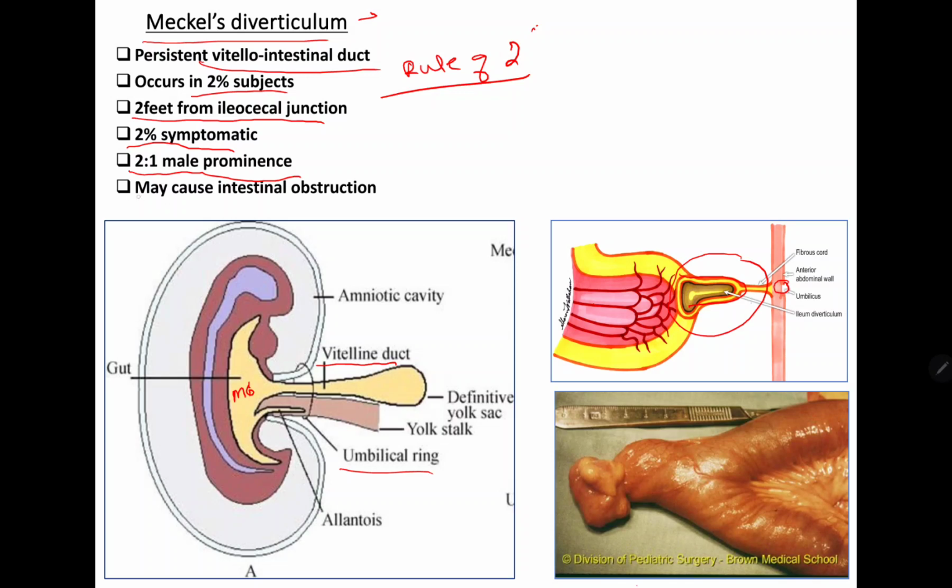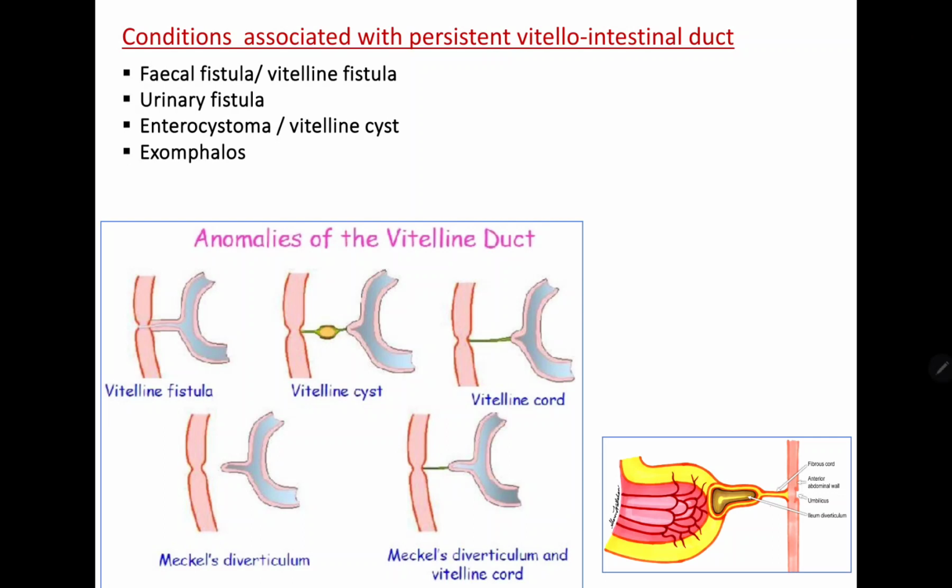And sometimes this Meckel's diverticulum causes intestinal obstruction. So what is in Meckel's diverticulum? Meckel's diverticulum is the persistent vitellointestinal duct. Now, what are the conditions associated with the persistent vitellointestinal duct?